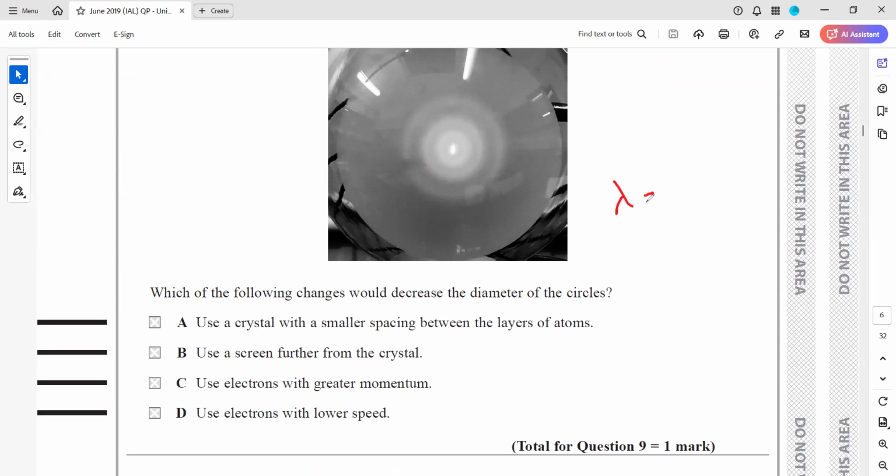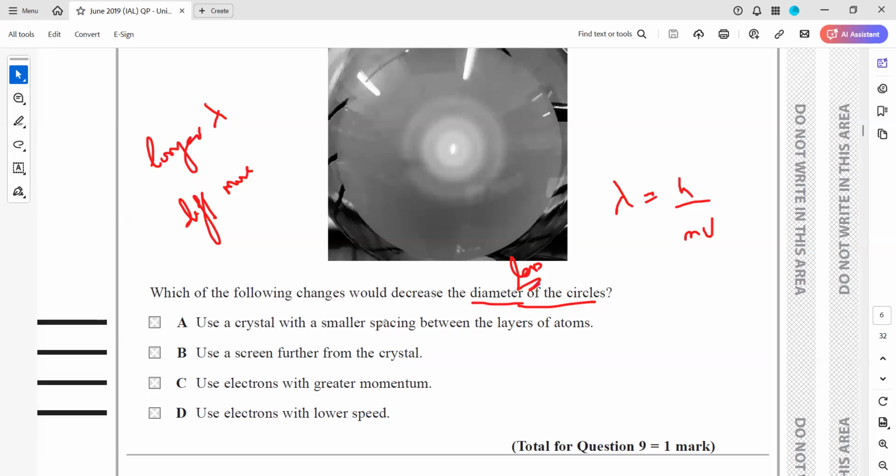So we have the formula lambda is equal to h over mv. The wavelength associated with this electron is inversely proportional to the momentum. If we want less diffraction, as we know, a longer wavelength diffracts more. But we want to decrease the diameter of the circle, or we want less diffraction.